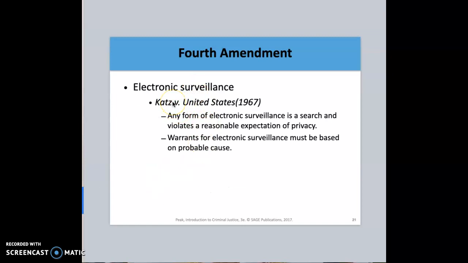Electronic surveillance, again, as technology becomes more complex, more complicated, I wouldn't be surprised to see more cases reach the Supreme Court in which law enforcement is using electronic surveillance.